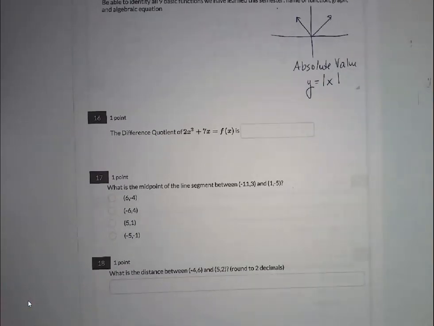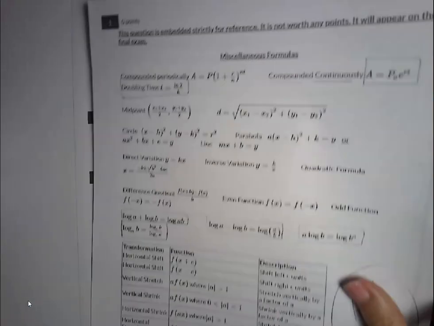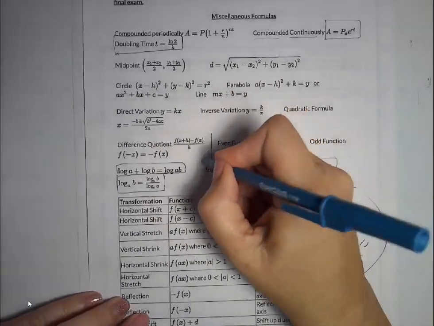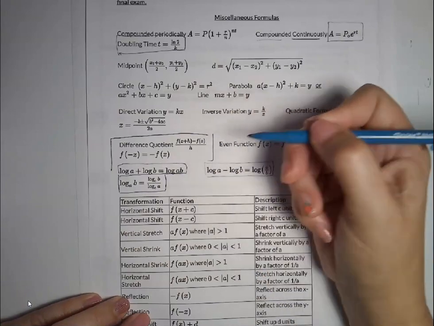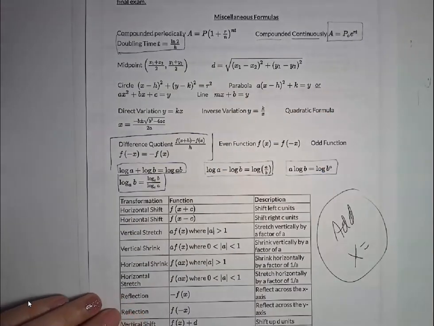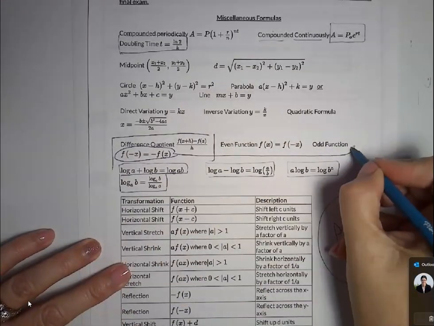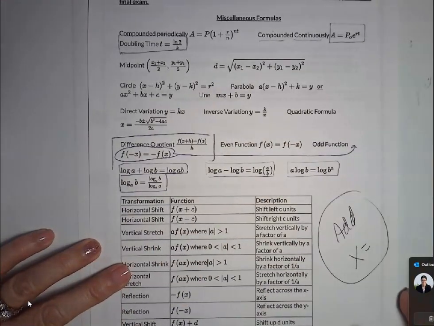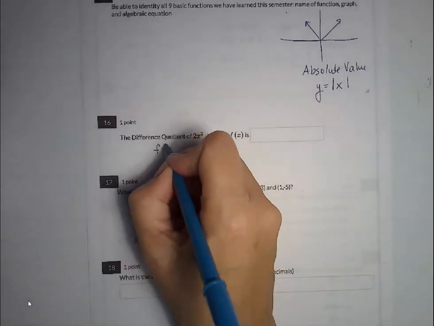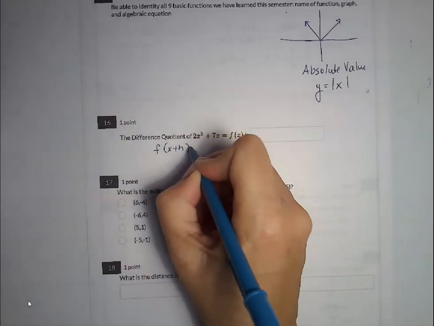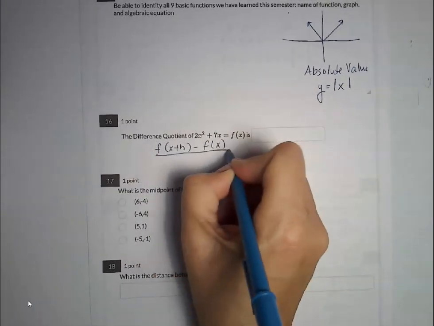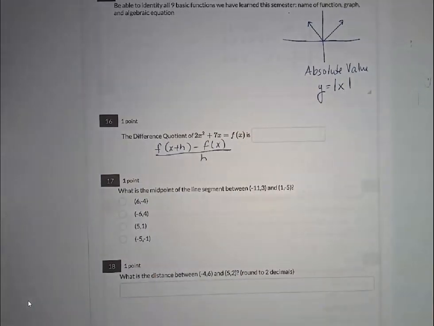Now the difference quotient, and I give this to you on page 1 here, on your equation sheet. I'm realizing I'll need to fix this, because this really should be over here with odd function. It just ran off. But the difference quotient right here is f of x plus h minus f of x, all over h. Okay?